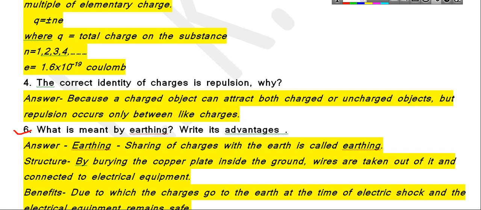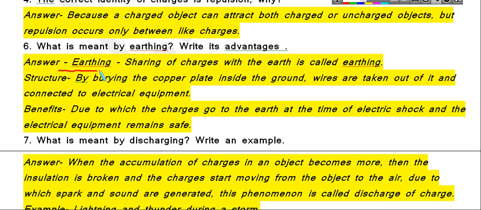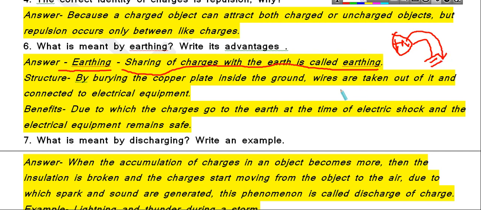Question number 6. What is meant by earthing? Write its advantages or importance. Now the question: earthing. Sharing of charges with the earth is called earthing. When a body has excess of charge, this is plus plus plus plus, and when it is earthed or connected to earth, then this charge goes to the earth. This sharing of charges with the earth is known as earthing.